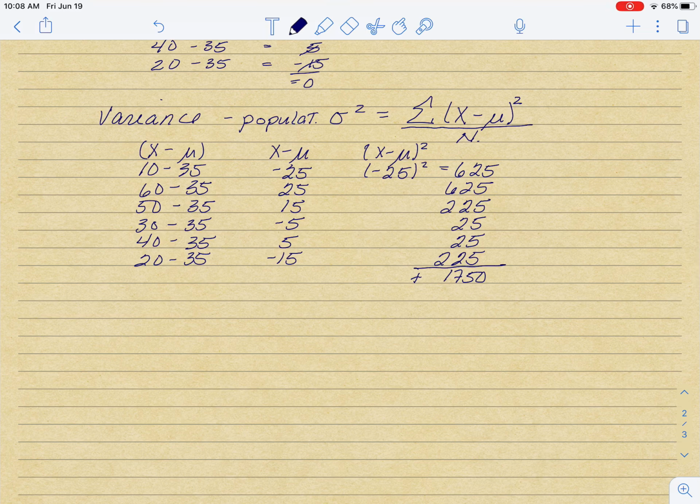So there are 1, 2, 3, 4, 5, 6 data points. So sigma squared is going to be 1750 divided by 6. So that's 291.67 basically. Now that's not in months. That's in like month squared. So this is the variance.